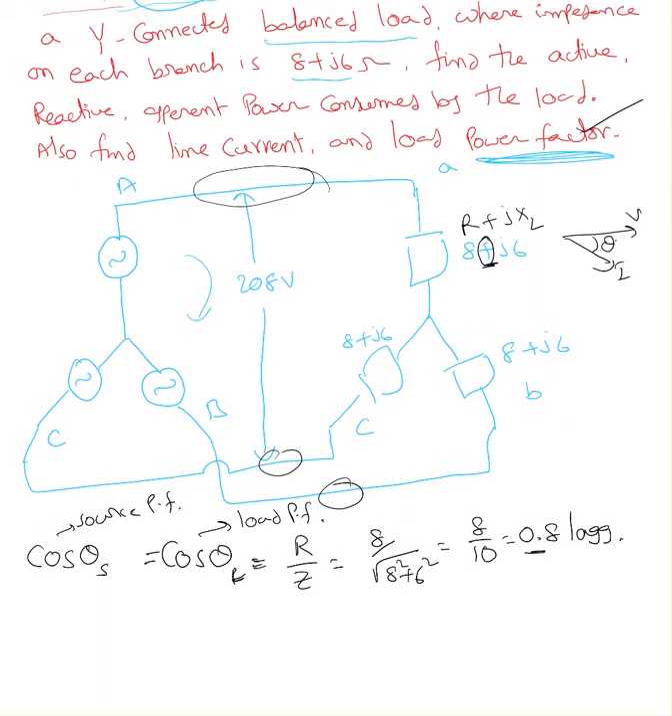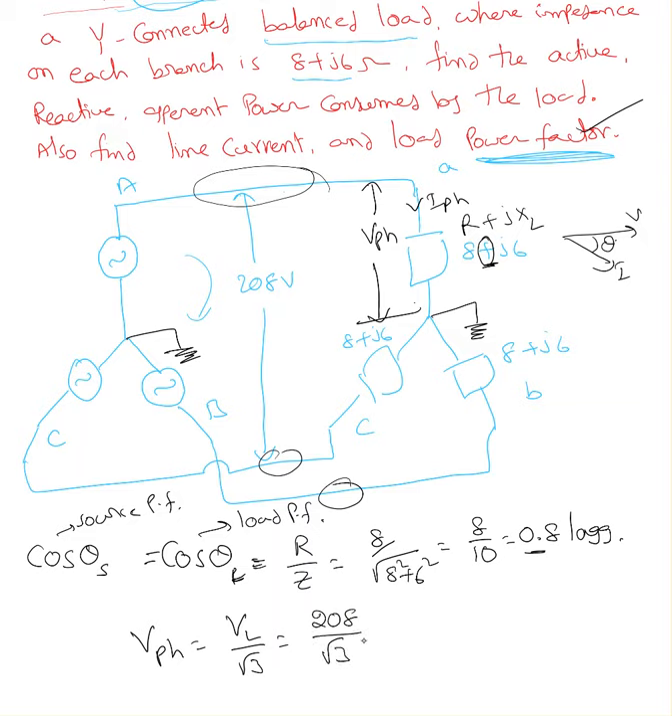To find the current, I can find IPH if I know the VPH, the voltage per phase. Here, in most cases, this neutral is going to be grounded. The neutral here is also going to be grounded. So VPH equals VL over square root 3. I'm going to take only the magnitude. I'm not going to worry about the phase angles in this case.